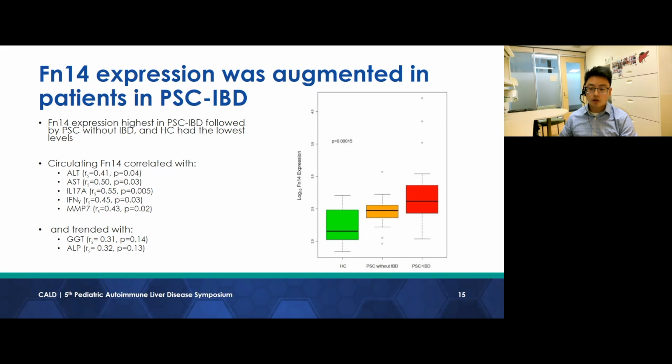FN14 concentrations also correlated with liver enzymes ALT and AST, important inflammatory cytokines including IL-17 and interferon gamma, and with MMP7, a novel biomarker for patients with sclerosing cholangitis. FN14 also trended with GGT, but did not achieve statistical significance.